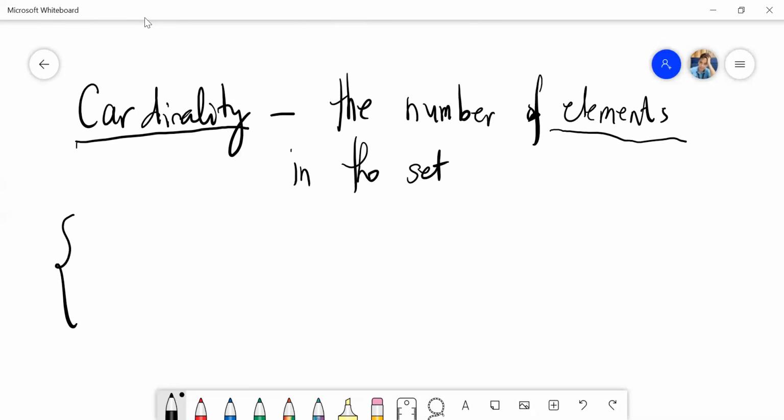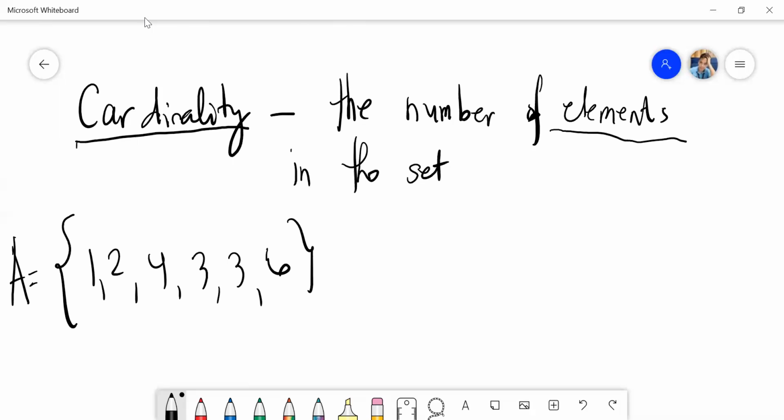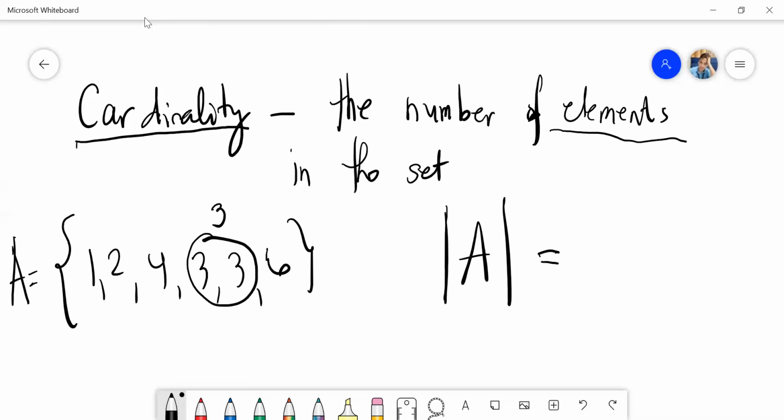So say, for example, you have a set A here containing 1, 2, 4, 3, 3, 6. So the 3 here should only be written once. So that means this is just one element here. So the symbol for the cardinality of A is the cardinality of A, which looks like an absolute value, but it's not. So the cardinality of A is 1, 2, 3, 4, 5. So that's 5. That's it.